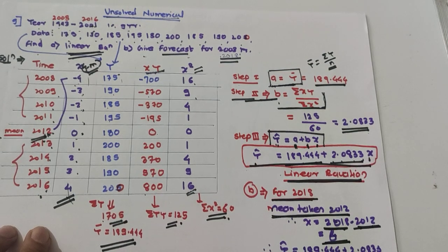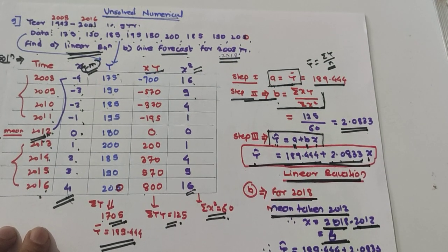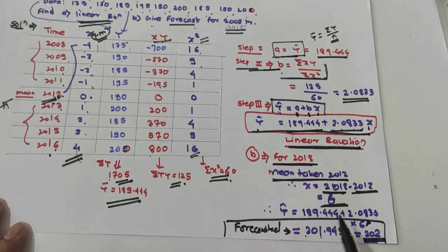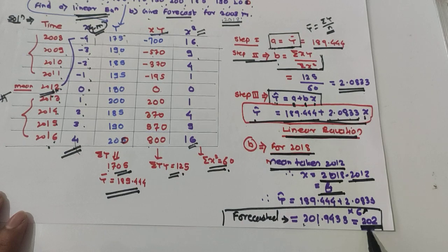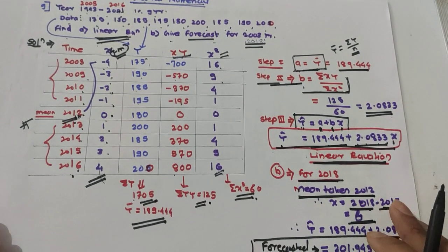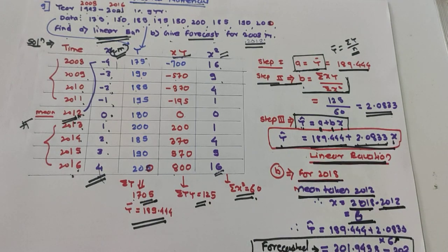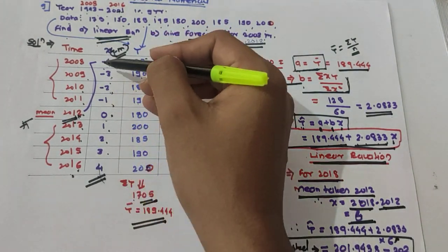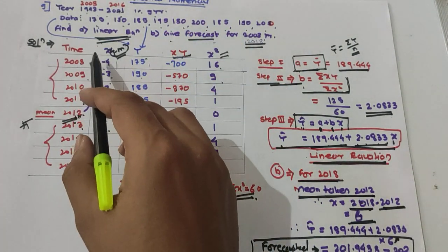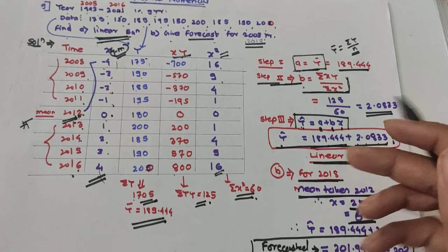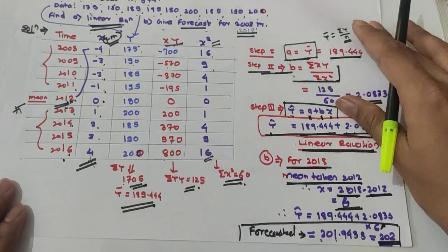So you will get the forecasted value 201.9438. That is, you can say it is 202 in round figure. So friends, this type of numerical generally asks for 4 to 5 marks easily, and in the exam they will not give data of 9 years. They will give just data of 4 to 5 years, so that you can easily solve the numerical.